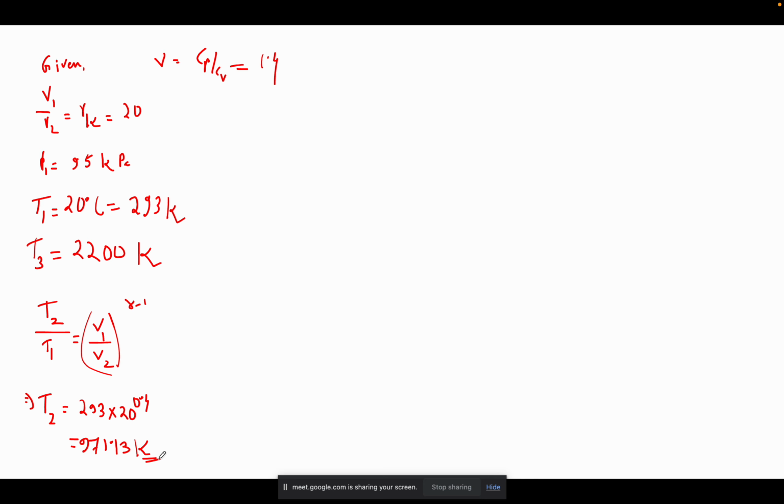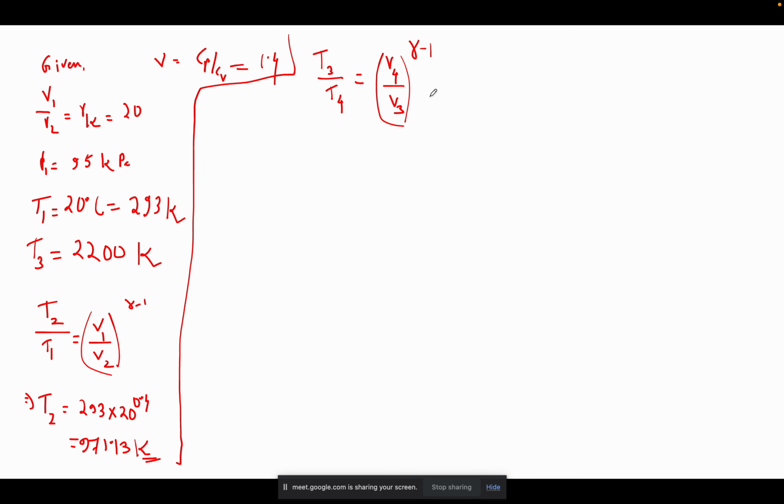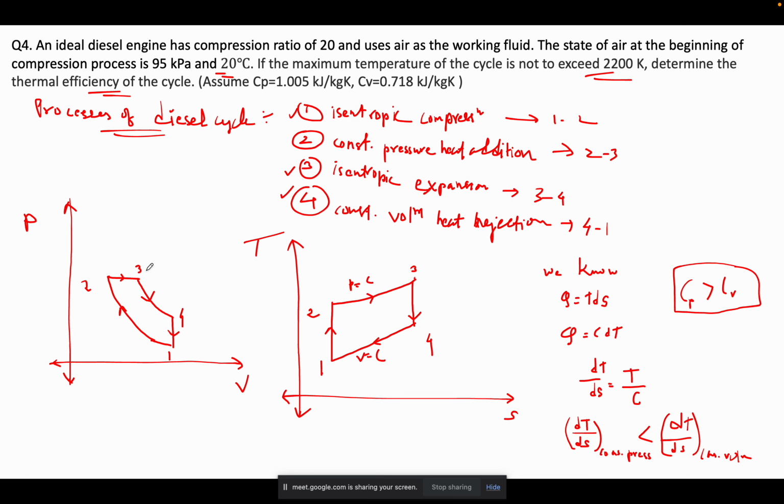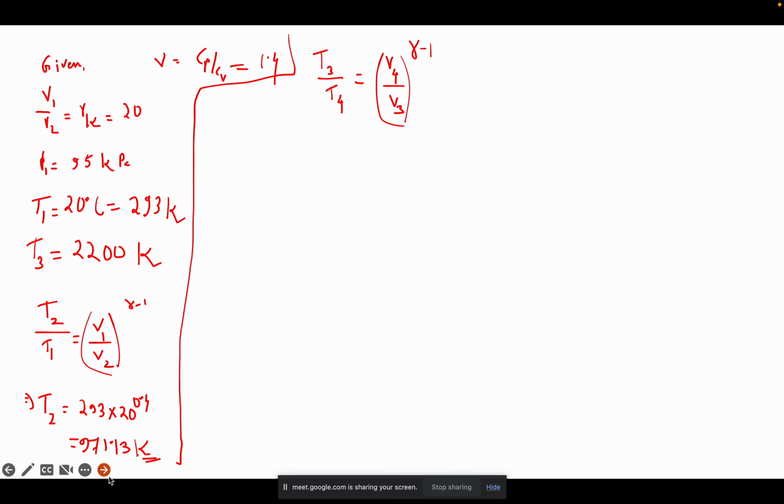Now you have to calculate T4. In order to calculate T4, we know the process 3 to 4, so T3 by T4 will be equal to V4 by V3 to the power gamma minus 1. Now in the Otto cycle, this was nothing but equal to V1 by V2, but here this is not equal to V1 by V2 because these volumes are now different. So how will we do? That is the main thing.